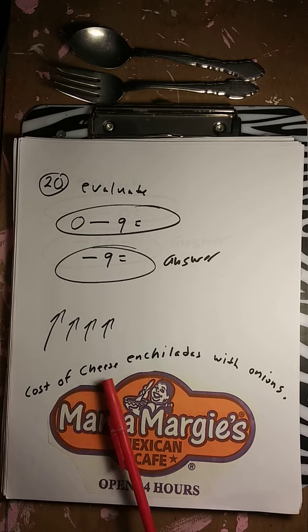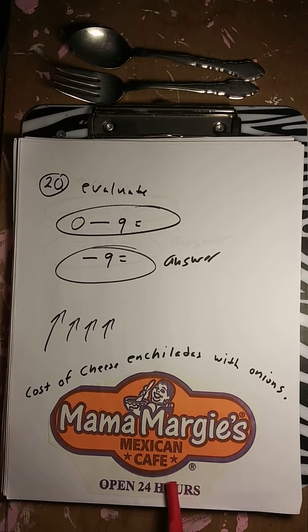Or that's the cost of cheese enchiladas with onions at you know where. 24 hours, Mama Margie's Mexican Cafe.